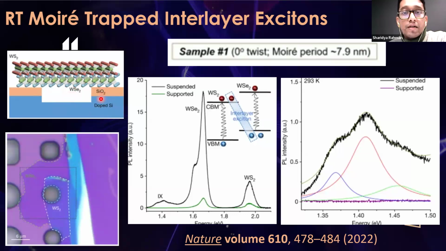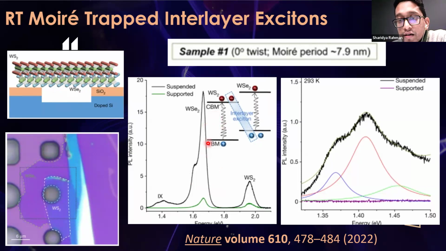So we fabricated a silicon dioxide substrate with trenches, and then we mechanically transferred heterostructures of WSe2 and WSe2 on a supported side and on a suspended part as well. This part shows that the heterostructure is supported on silicon dioxide, and this part is where it is suspended or freestanding, and as a result, it experiences a reduced dielectric screening. So this is the actual optical image of the sample fabricated.